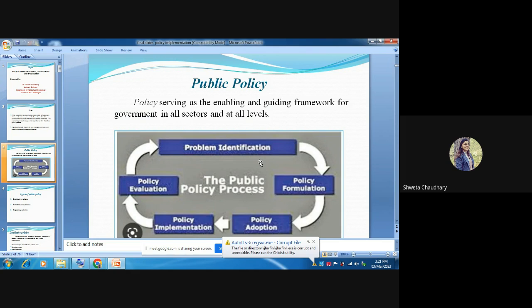Then they identify the problems and then formulate the policy, and then it is implemented for the welfare of the society. And not only implemented, the government evaluates the results. If a certain literacy policy has been introduced, whether it has given certain results, whether the literacy rate of the country has increased or not by introducing that policy.